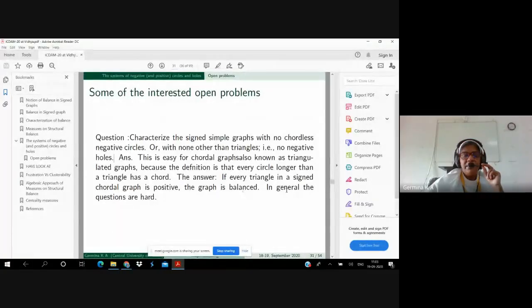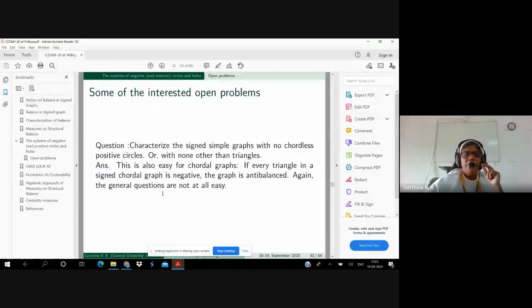If a chordal graph is positive, the graph is balanced. In general, this question is very hard to decide. Still, it is a very good open problem to attack. Characterize signed graphs with no chordless positive circles. If every triangle in a signed chordal graph is negative, the graph is anti-balanced definitely. Again, the general question is not so easy. We do not know whether it is NP-hard, but it's not easy to answer.